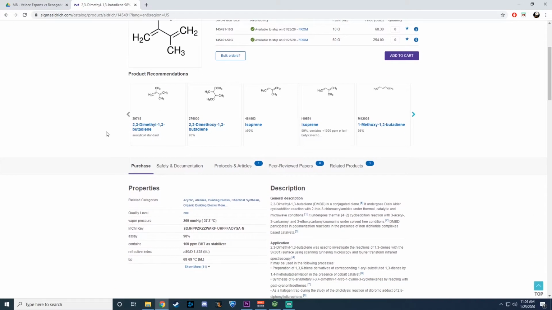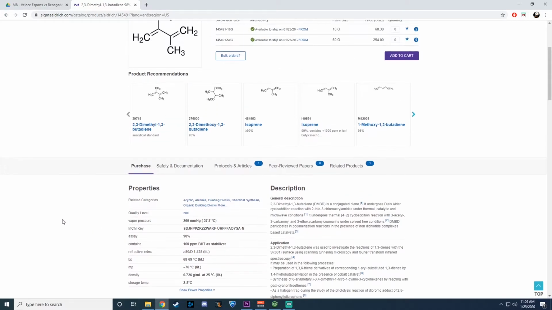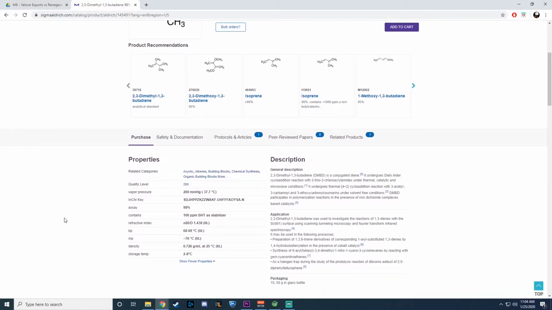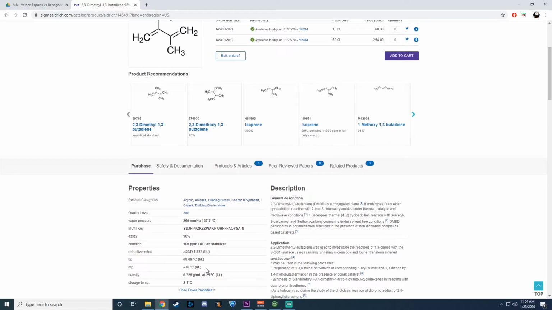And if you scroll down, you'll get to this table called Properties. And here are going to be the other relevant properties, such as boiling point, as well as melting point and density. So which of these properties do we really care about? We know that this compound, this diene, is a liquid at room temperature because it melts all the way at -76. So the relevant property of this is going to be its boiling point as well as its density.